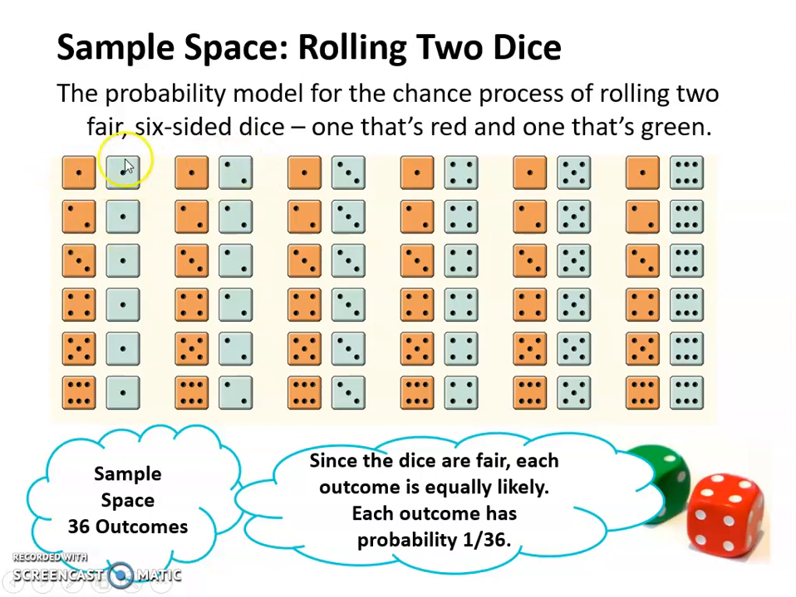However, rolling a 1 and a 1 is just one outcome because I can't tell the difference between one or the other. So for the sample space, you could either draw pictures like this, or you can simply write out 1 1, 2 1, 3 1, 4 1, and then 1 2, 2 2, 3 2, 4 2. Write out all 36. Yes, you actually have to write out all 36 outcomes in our sample space on your notes. And then the probability model is the combination of the sample space, so all 36 outcomes, with the probability of each. Since the dice are fair, each outcome is equally likely. So each outcome has a probability of 1 out of 36.